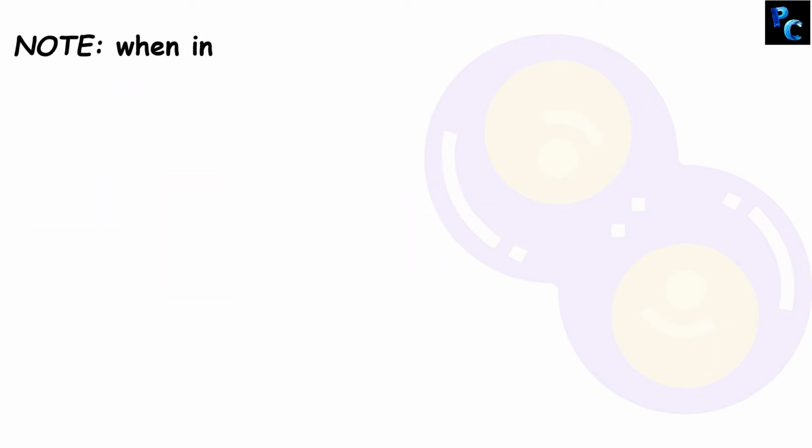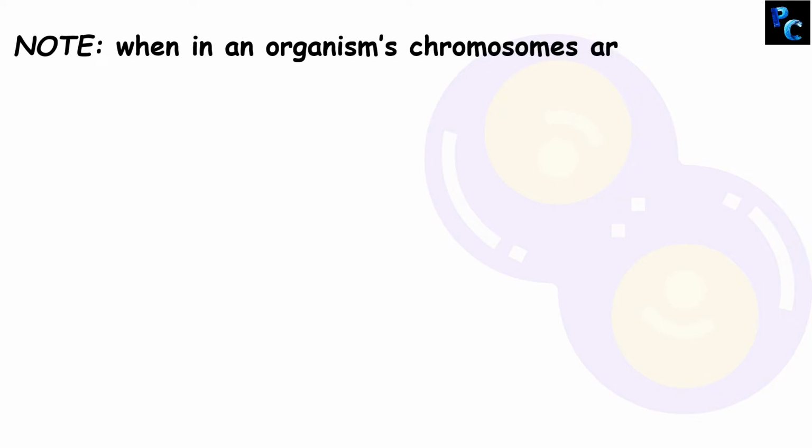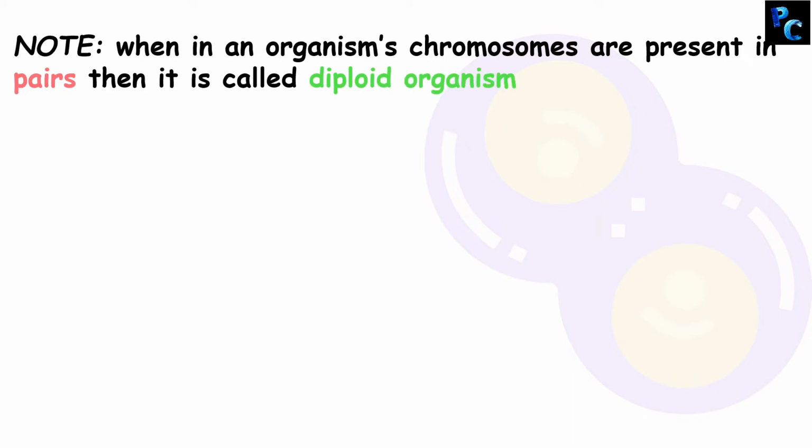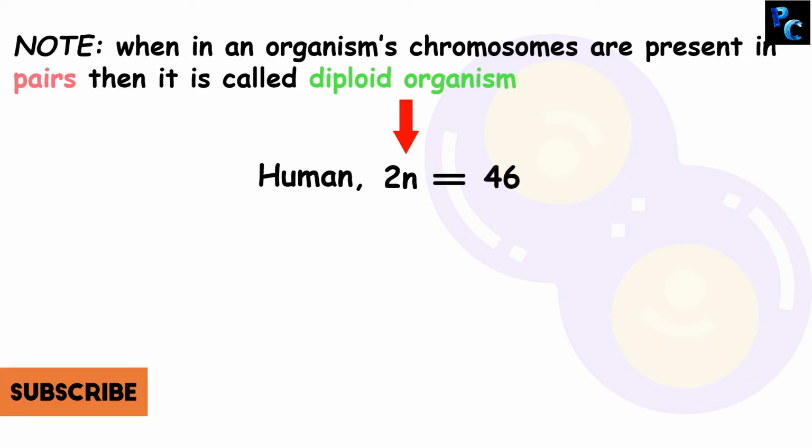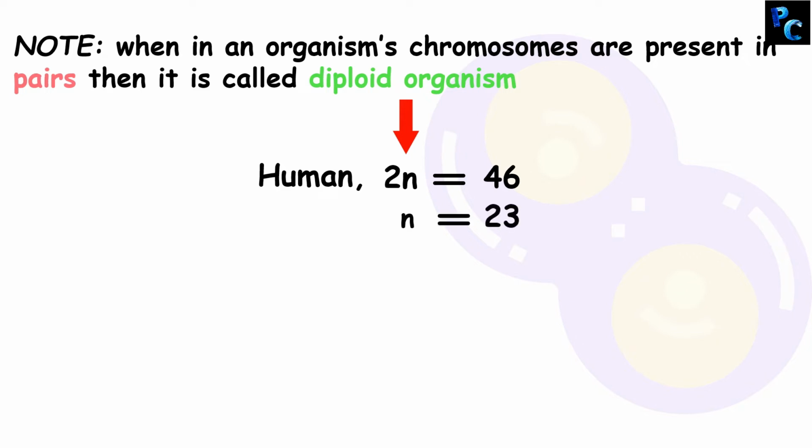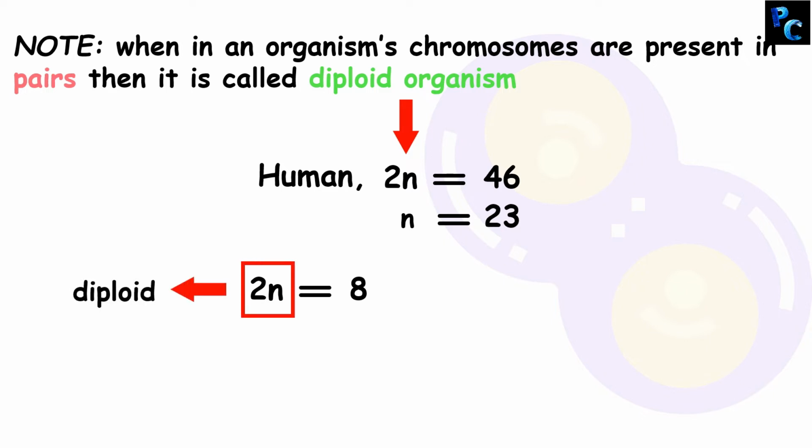Now when in an organism the chromosomes are present in pairs, then it is called a diploid organism and it is written as 2n. In humans, 2n will be equal to 46 because I have told you they have 23 pairs of chromosomes. That means n is equal to 23. Now, if I write 2n is equal to 8, what does it mean? Can you tell? It means that the organism is diploid and the organism has 4 sets of chromosomes.